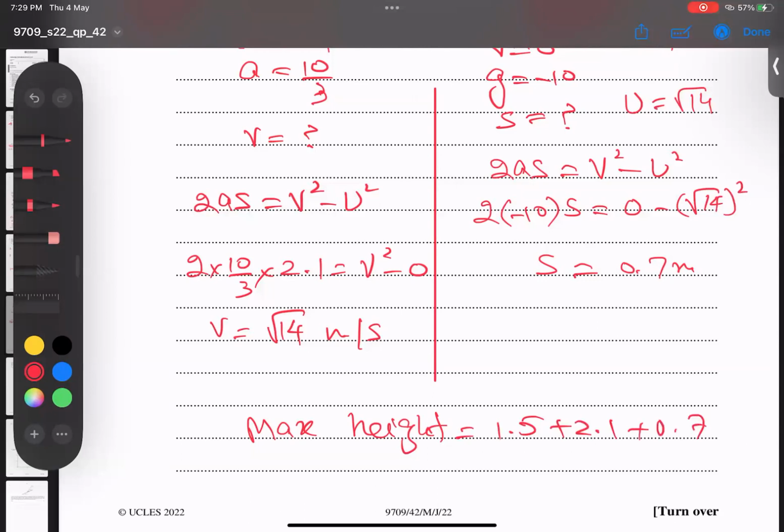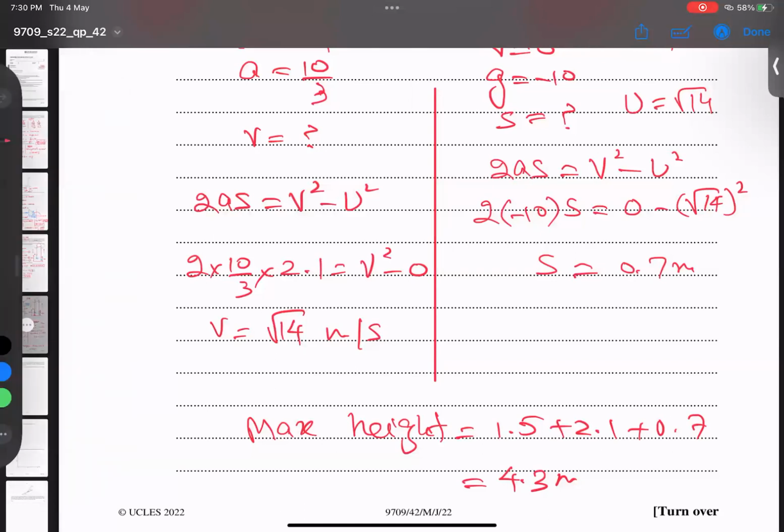So let's see what the answer turns out to be. The answer is 1.5 plus 2.1 plus 0.7, so the answer is coming 4.3 meters. So Alhamdulillah Rabbil Alameen, I believe you got the point. And finally, we got the maximum height gained by the particle. Let's go for the next question.